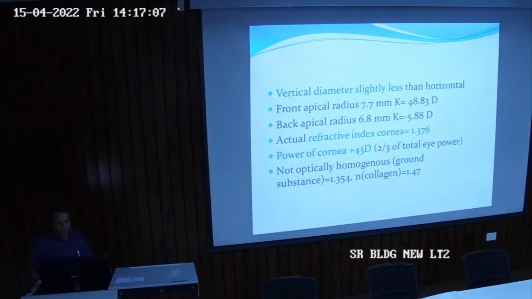Front apical radius is 7.7 millimeter, and in dioptric value it is around 48 diopter. Back apical radius is 6.8 millimeter or minus 5.88 diopter. So the actual refractive index of cornea is 1.376. Power of cornea in dioptric value is 43 or 44 diopter, which accounts for 2/3 of the total power of the eye. Not optically homogeneous.